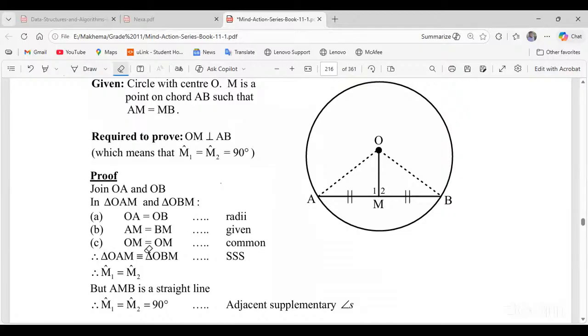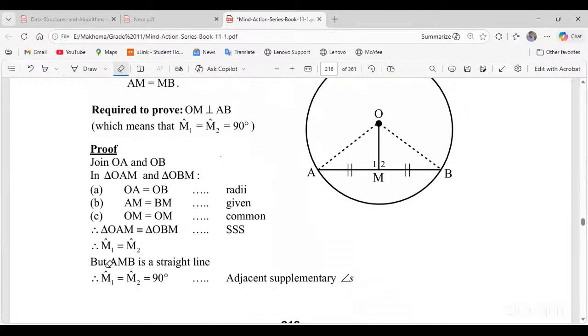Therefore, now the corresponding angles will be equal to each other. So now what are they saying here? They are saying, but AMB is a straight line. This is the straight line. So what is the sum of angles on a straight line? Is 180 degrees. And we want these two angles to be equal from that one, so that when we add them, they give us 180 degrees. Then automatically angle M1 and angle M2 will be equal to 90 degrees. Reason being adjacent angles on the straight line.